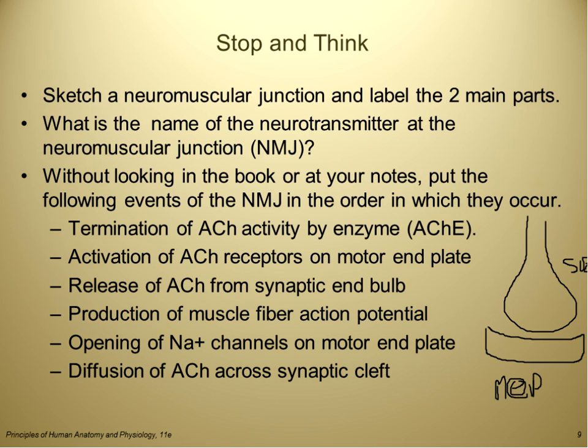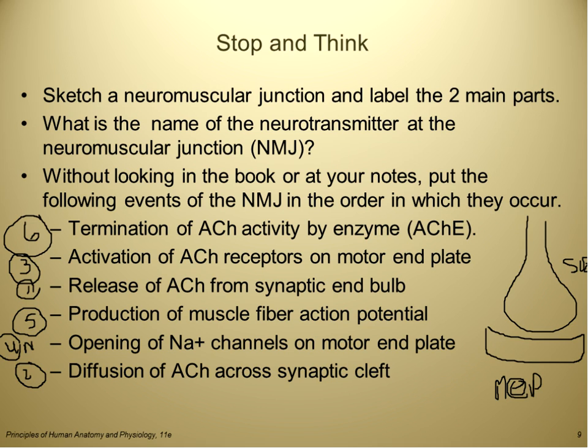The neurotransmitter is acetylcholine. Try to put the following events in the order in which they occur. The first thing that happens is acetylcholine gets released from the synaptic end bulb. Then the acetylcholine diffuses across the synaptic cleft. That results in activation of acetylcholine receptors, which essentially are sodium channels. So the sodium channels open. Then that causes the production of a muscle fiber action potential. Eventually everything ends at the neuromuscular junction when acetylcholine esterase breaks down acetylcholine.